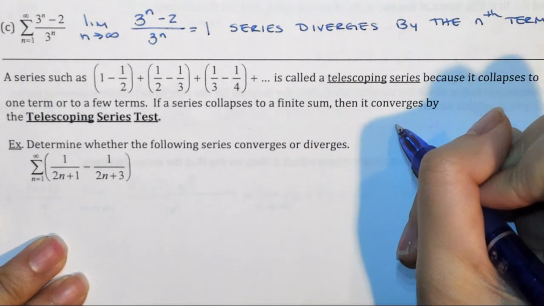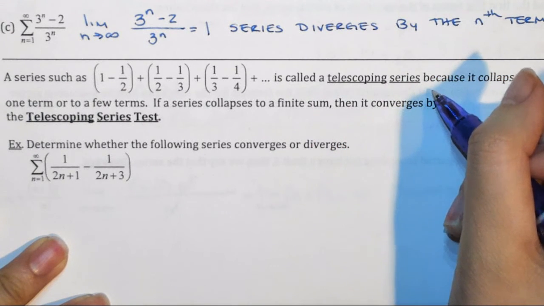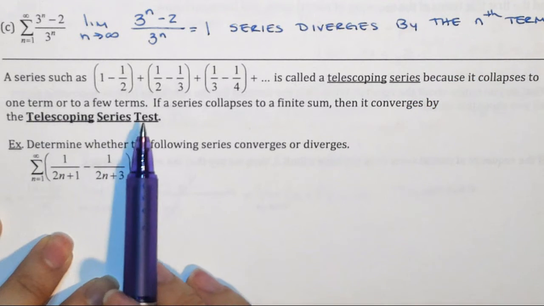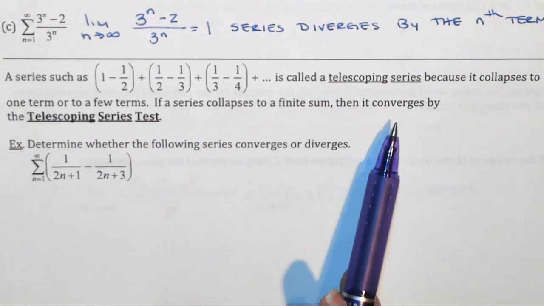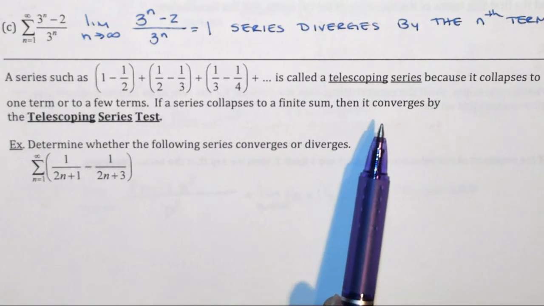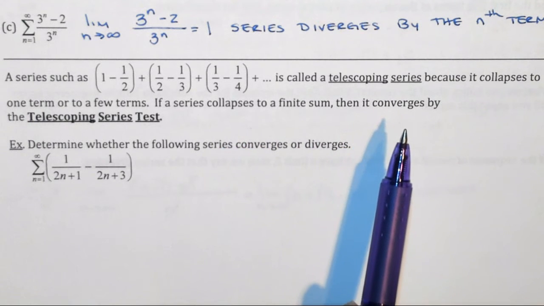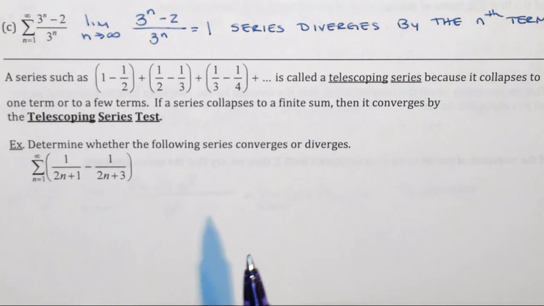So don't forget, this test is only used when the series will end up canceling each other out. Okay, so you can prove convergence by the telescoping series test. It's not really used crazy much in BC calculus, but it's something that you should know.